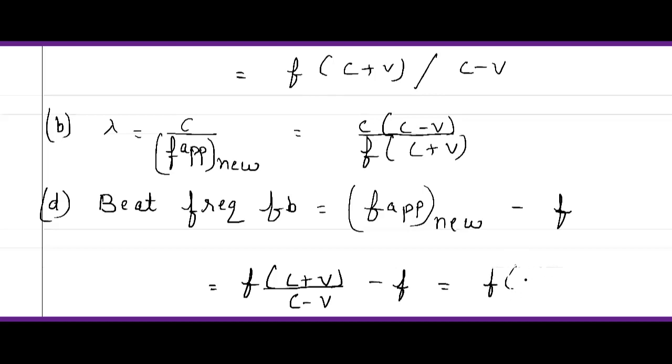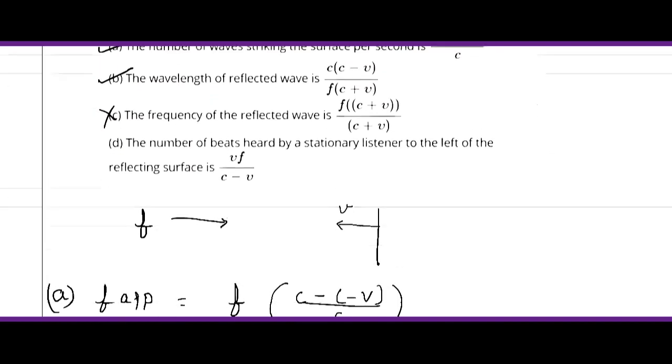Which is equal to f times (c plus v minus c plus v) divided by (c minus v), which is equal to 2fv divided by (c minus v). Now check the options.